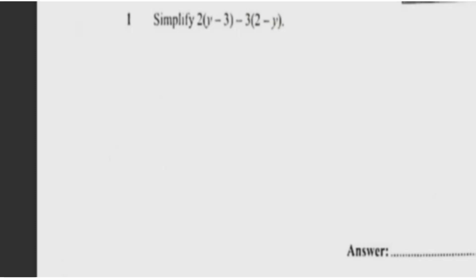Okay, we come to question 1, which is as follows. Simplify 2(y − 3) − 3(2 − y).